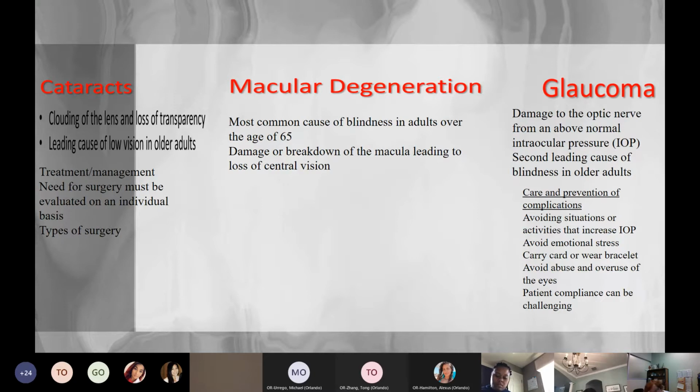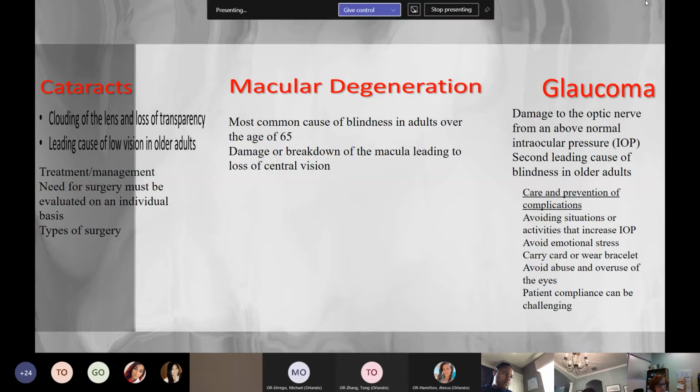There is a nursing care plan on page 371. It's the older adult with open angle glaucoma, which is a really good care plan as well. So be sure you glance through that to see some of those nursing interventions that you could do to help with glaucoma.